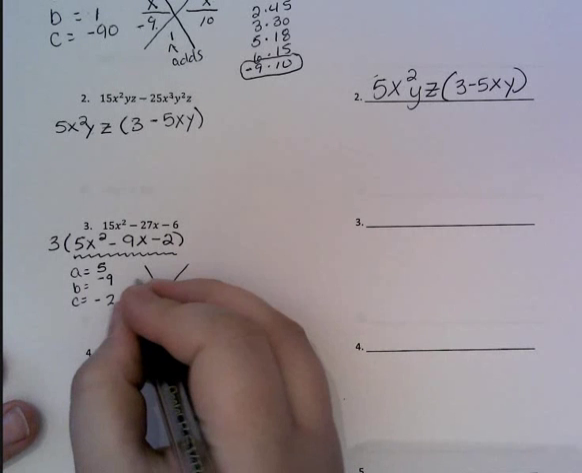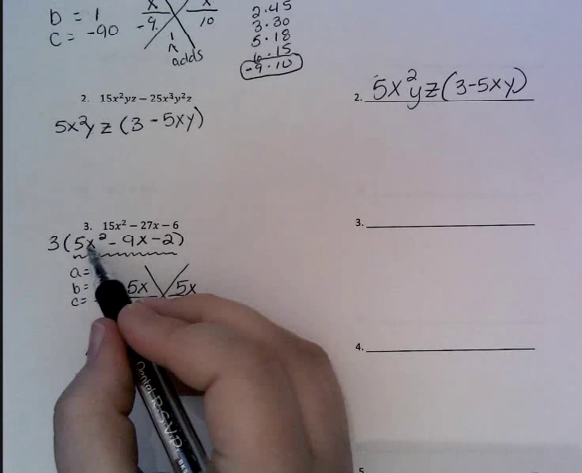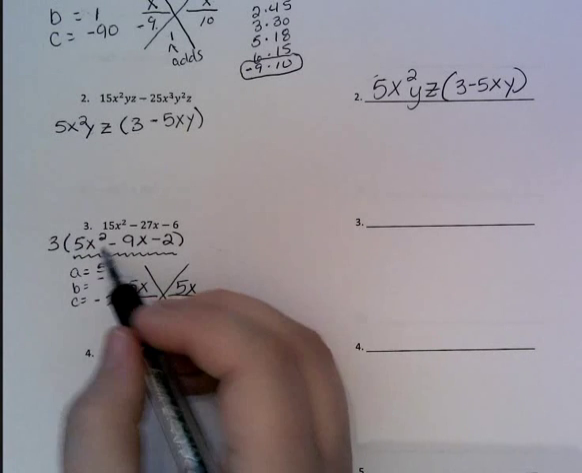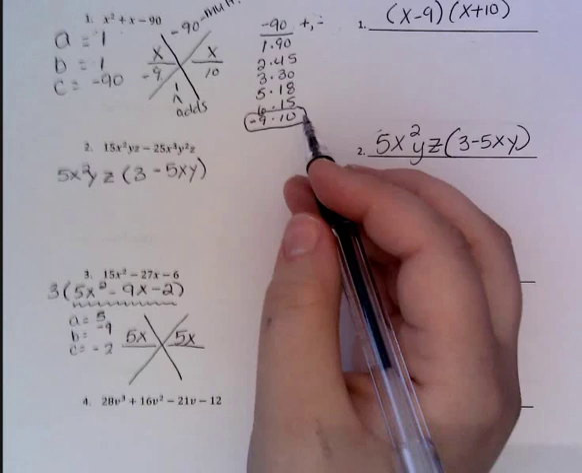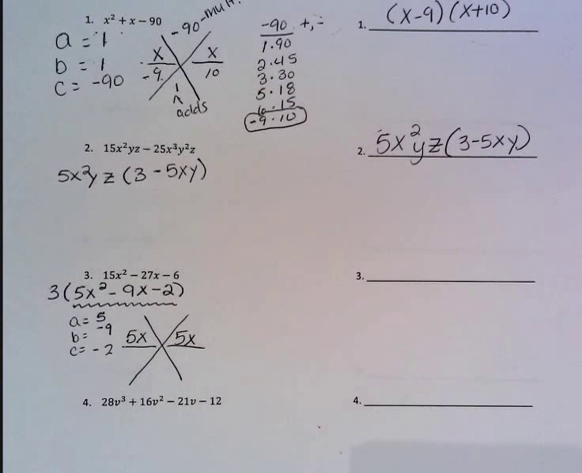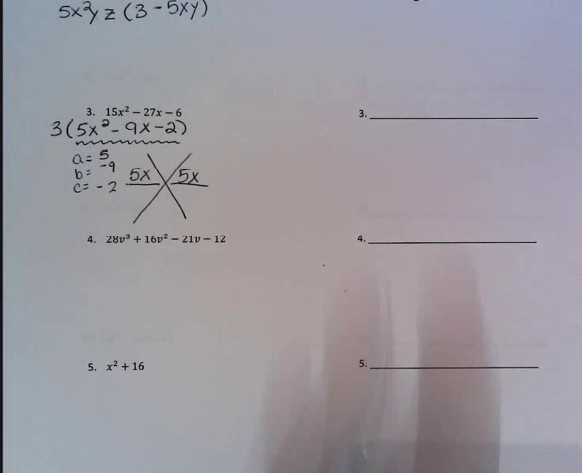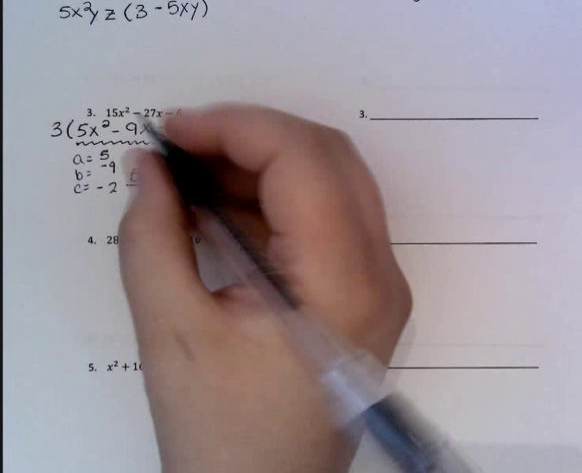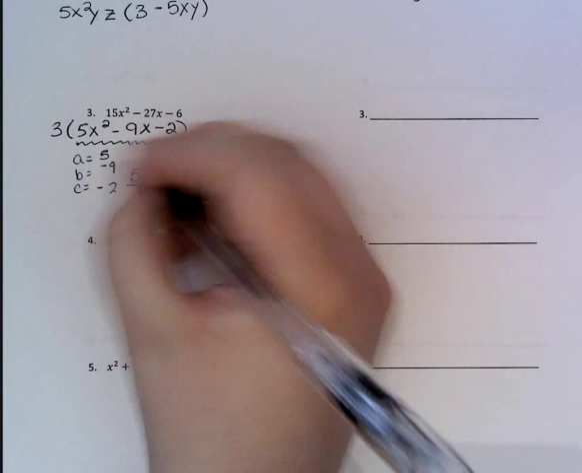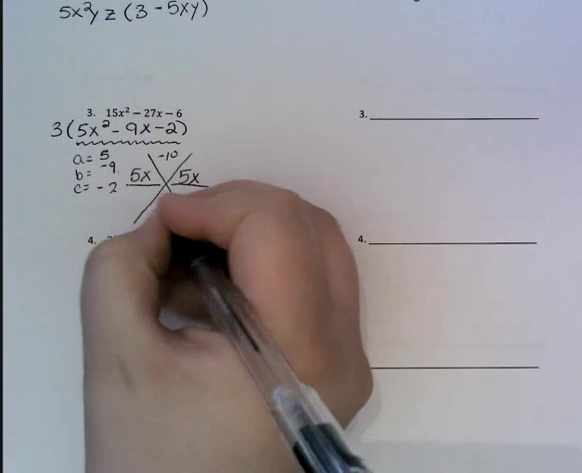So my 5x goes up top. Remember, it's always whatever variable you're using and the A. Up here, we didn't have to do that on number 1 because your A was an understood 1, so we didn't have to write anything. So we need to find out, well, first off up here, 5 times -2 is -10, and then your B goes down here, which is -9.